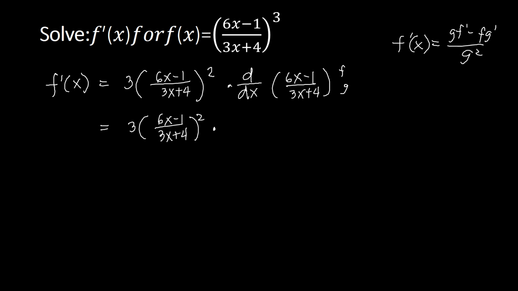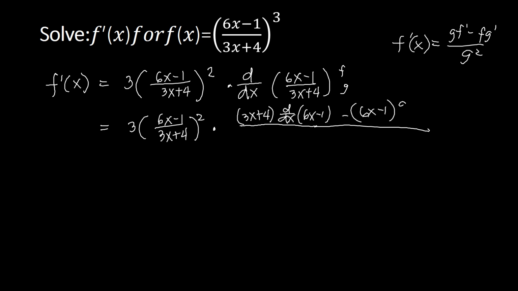So we follow the format. Here g is 3x plus 4. For f prime, we get the derivative of our 6x minus 1. And then we subtract that with our f, which is 6x minus 1, times the derivative of 3x plus 4. And then we have our g squared, that's 3x plus 4 squared.